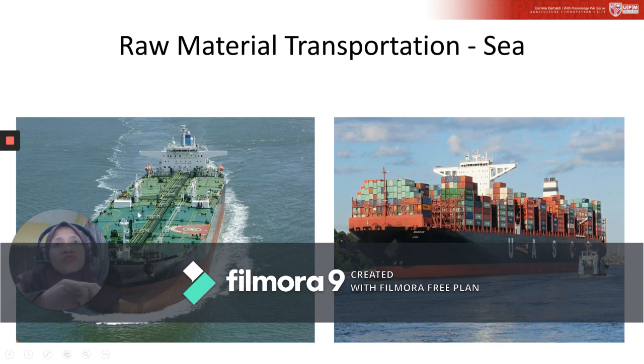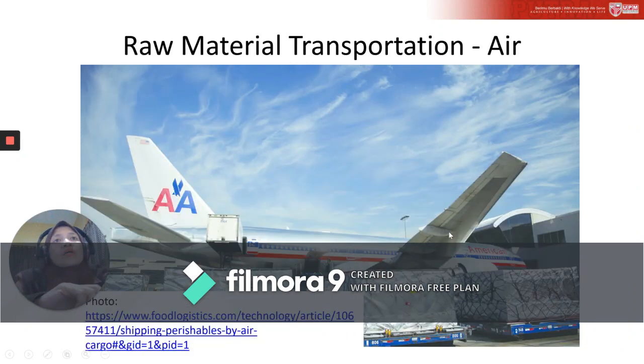And here is an example of sea transportation. We do have a cargo tank here. This cargo tank is mainly used to transport bulk vegetable oil and frozen juice, for example orange juice, and then this ship is to transport containers.